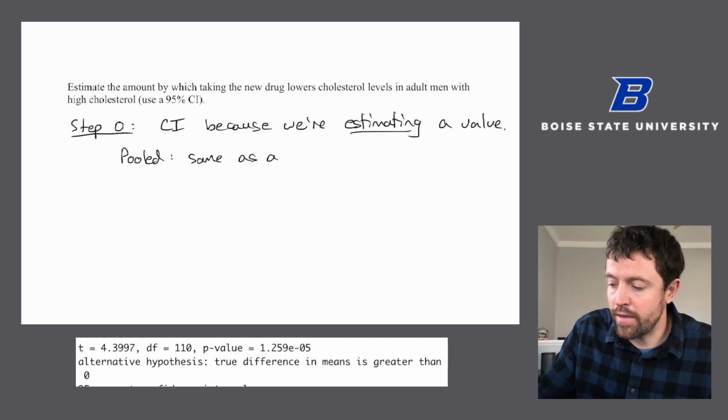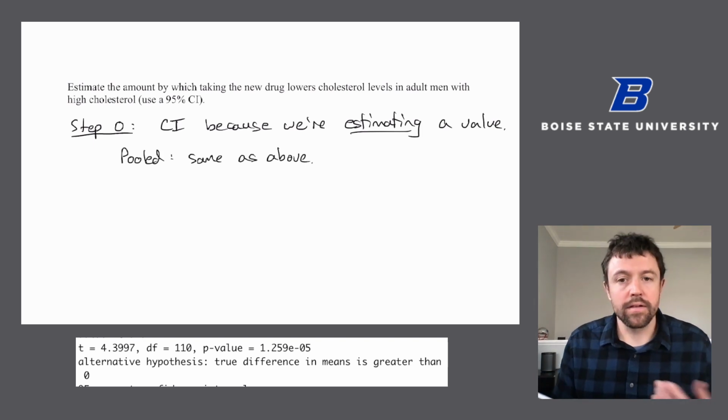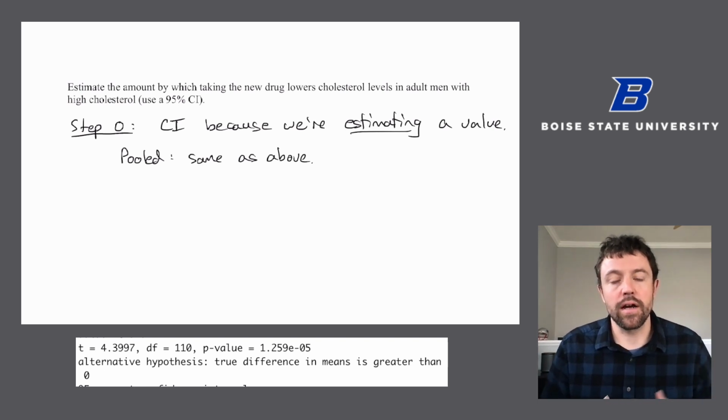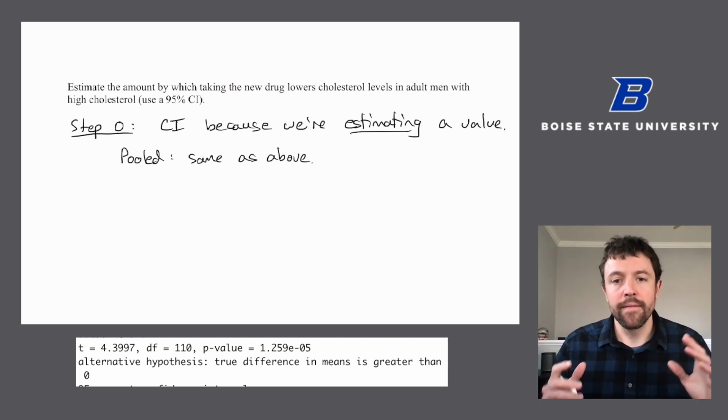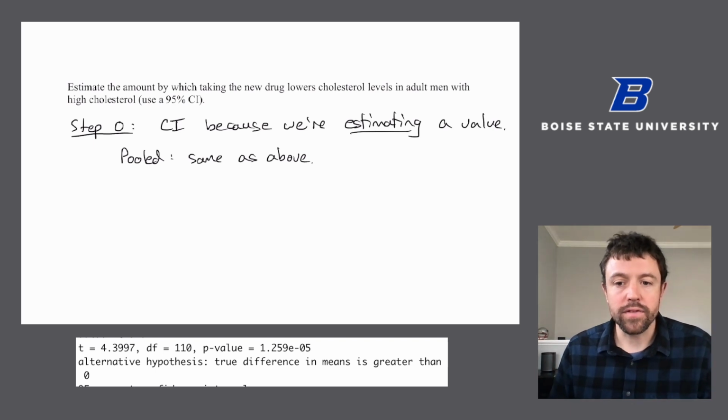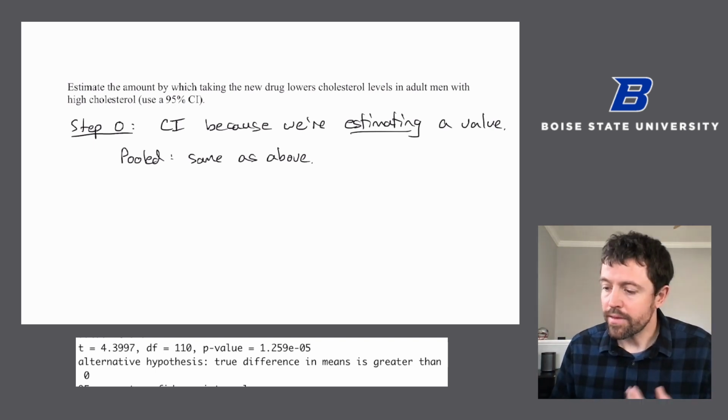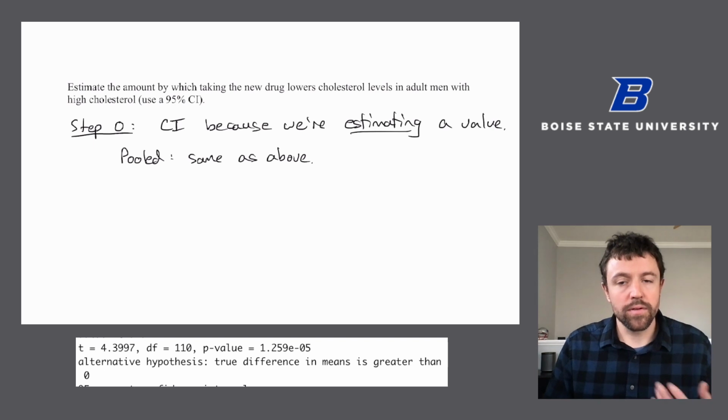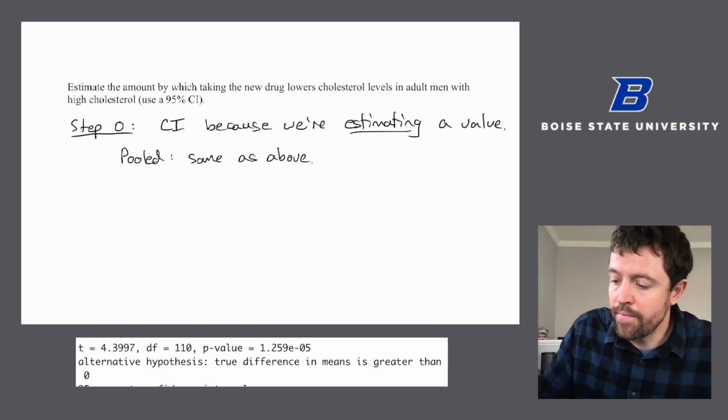I'm not going to go through that again, but the decision between is it pooled, is it two sample unequal variances, is it paired, it's the same logic for the confidence intervals as the hypothesis test. So we know what we're doing. We're doing a pooled T confidence interval.